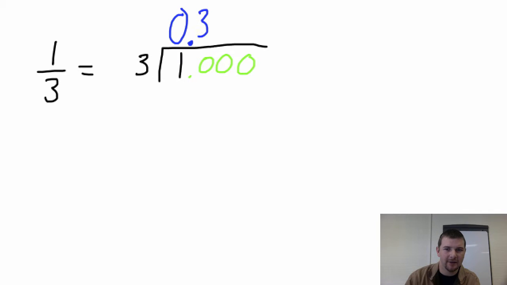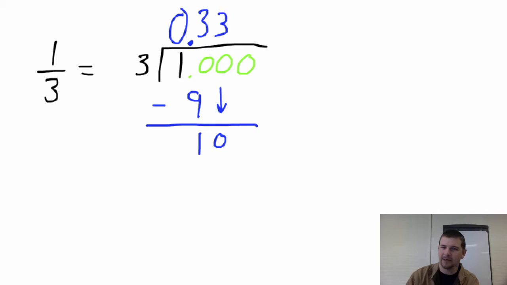3 goes into 10 3 times, subtracting 9 from 10. We arrive at 1, dropping down the next 0. Note we already took away 9 from 10, so even though I don't have things lined up very carefully, I was careful when dropping down the next 0, and 3 goes into 10. That seems familiar. 3 times. 3 times 3 is 9, so we subtract 9 from 10 once again.